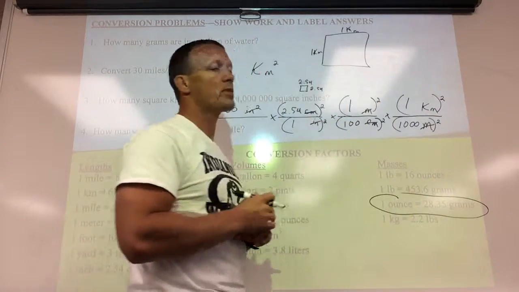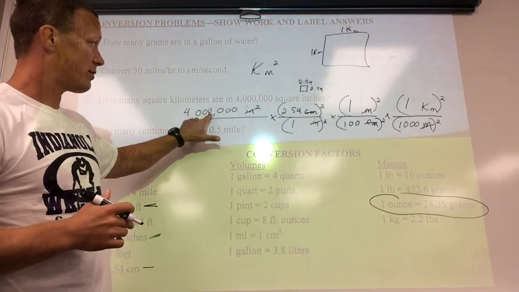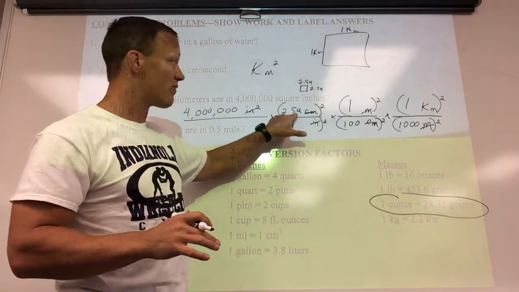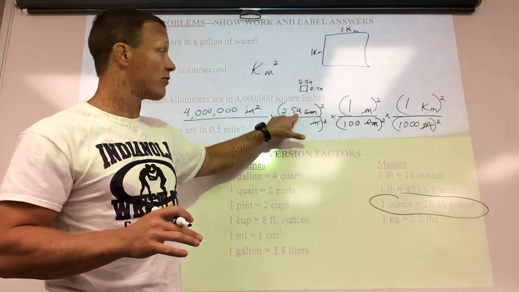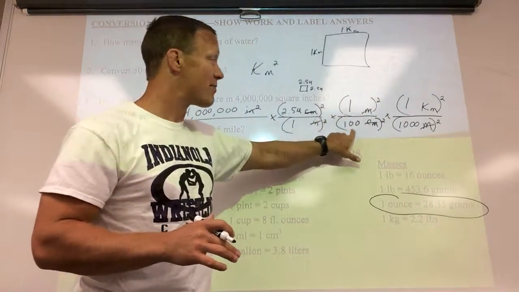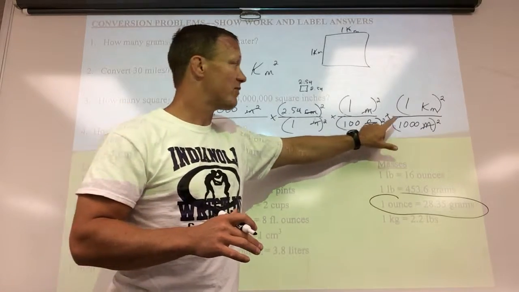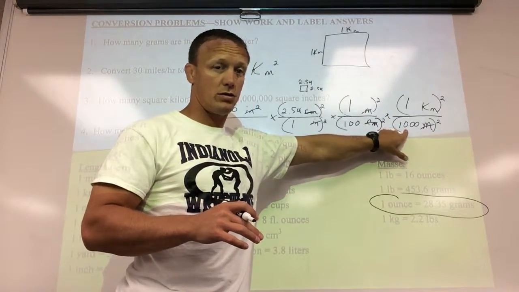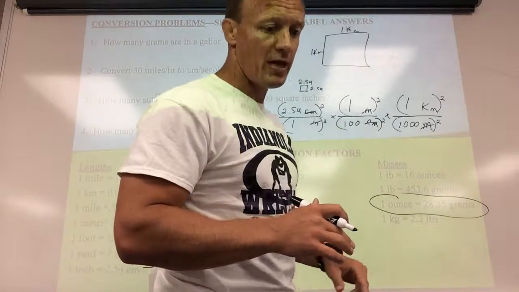This label cancel. So when you're multiplying this, I got to take 4 million, don't need to square it, times 2.54 squared, or times 2.54 times 2.54. That's a 1, that's a 1, so we can ignore it. Divided by 100 squared, divided by 1,000 squared. So divide, divide.